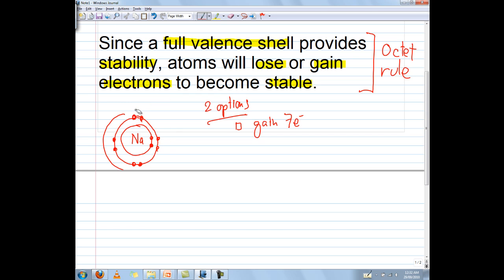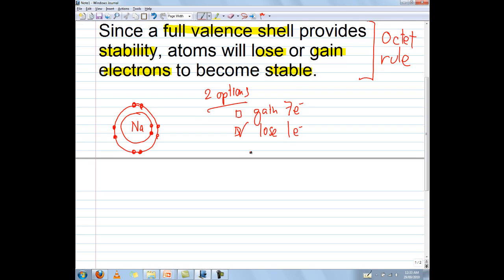Disappear. And once that shell disappears, lo and behold, we've got a full valence shell. So, lose 1 electron. Now, if you're a sodium, which one would you rather do? Which one's easier to do? Obviously, losing 1 electron is much easier than gaining 7 electrons to achieve stability.